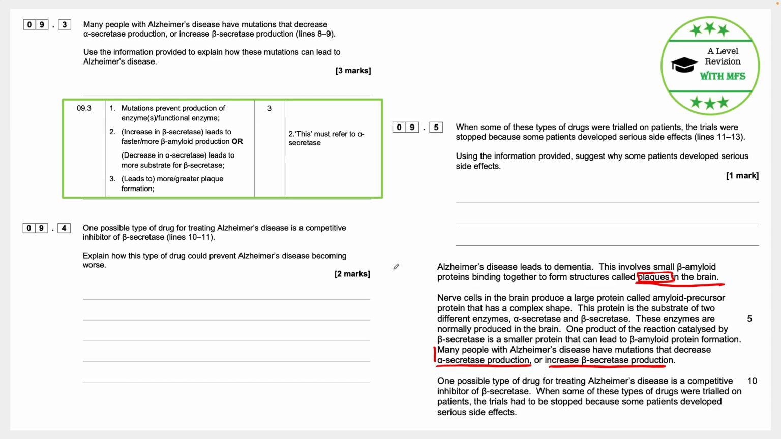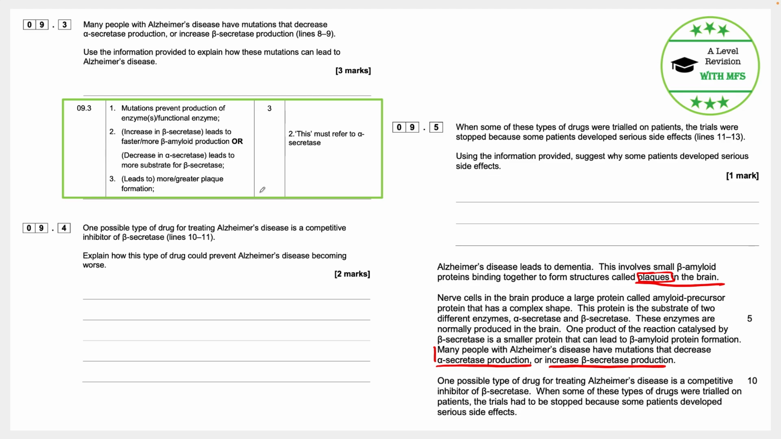A competitive inhibitor will bind to the enzyme's active site, preventing the substrate from binding to the enzyme, and therefore you will get less product which is formed. And that's basically what this question is asking for. However, the only difference is that you need to apply it to the scenario you're given of Alzheimer's disease.